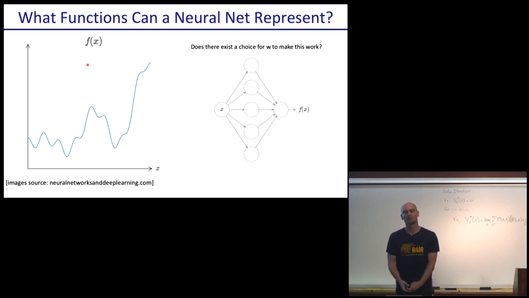But you might think if we have a very large number of units in the middle, then we can track along with the function. We need an extra bump, we go up, an extra bump to go down, and so forth. And every bump could be another neuron that we use to generate that bump. It might require a lot of neurons in the middle, but if we have enough of them, we should be able to track the function.